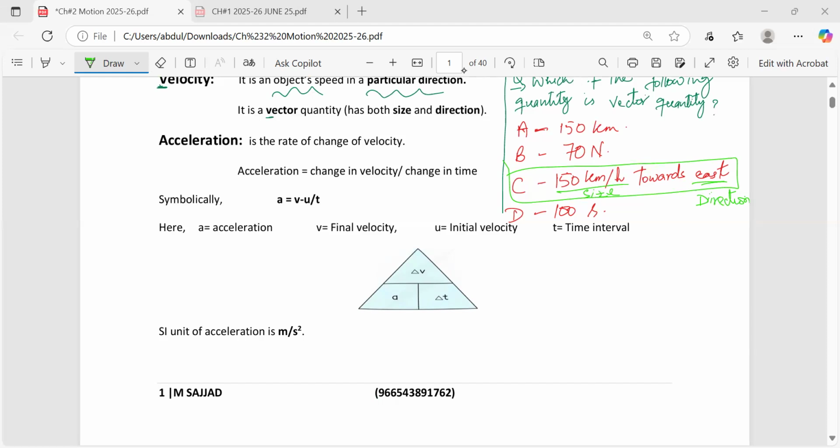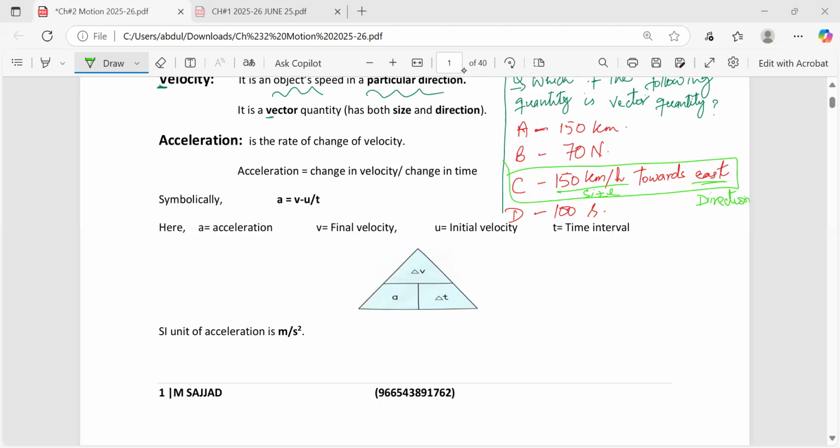Now acceleration is the rate of change of velocity. One thing more, from today onward till the end of the session of our October-November series, rate. Whenever there is rate in IGCSE physics, it means time is in the denominator. So acceleration is change in velocity over change in time.